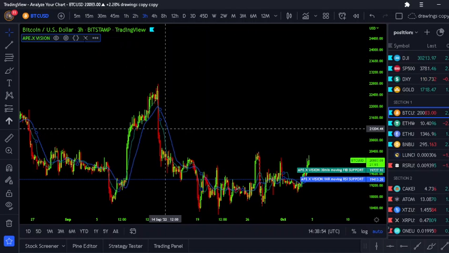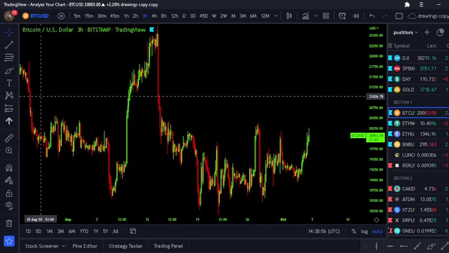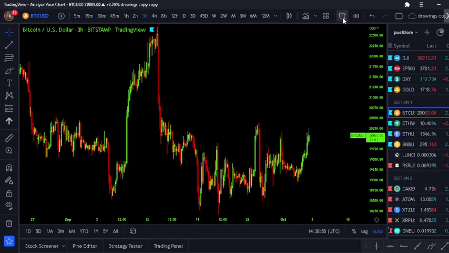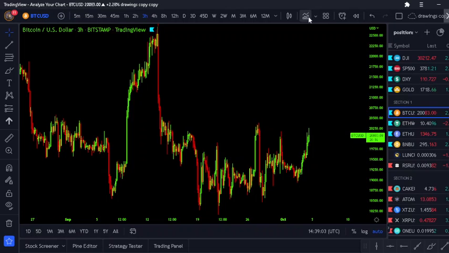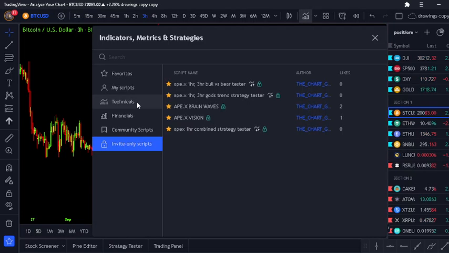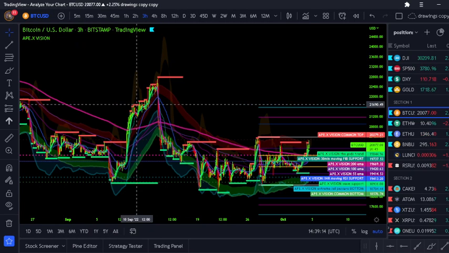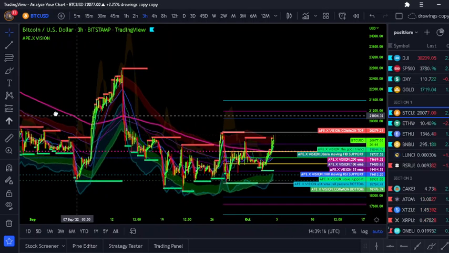Okay, so here we have the apex indicators. We're just going to go ahead and load it up. I'm going to hit the plus sign for alerts. Alright, so invite only script, apex vision. We're going to go vision. When you load it for the first time, this is what it's going to look like.